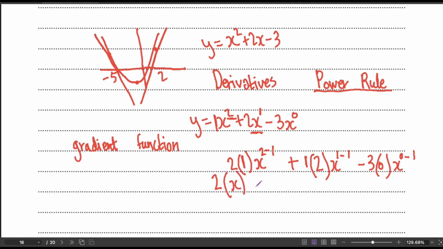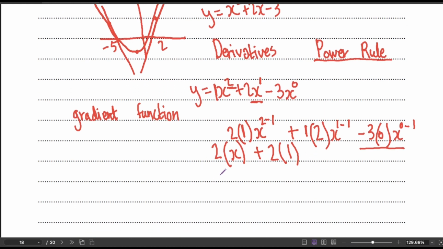So we have 2x, plus 2 times 1 again is 2. x to the power 1 minus 1 is x to the power 0, which is just 1. So plus 2 times 1. And then this is minus 3 times 0. So this is just 0, so we don't need to add that. And then you're left with 2x plus 2. So the gradient function is equal to 2x plus 2.